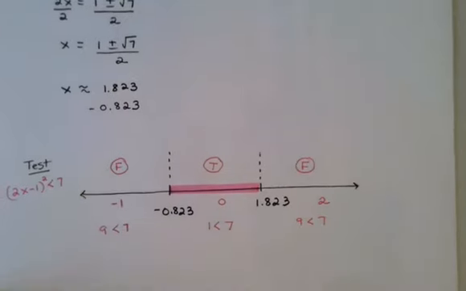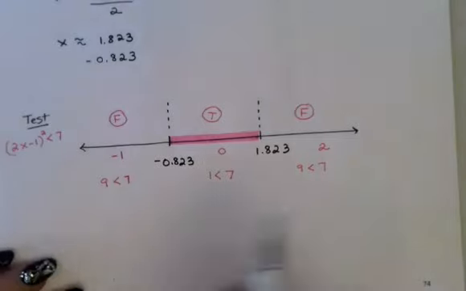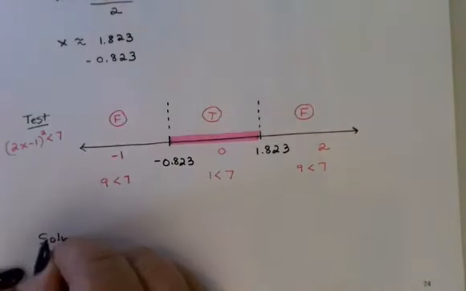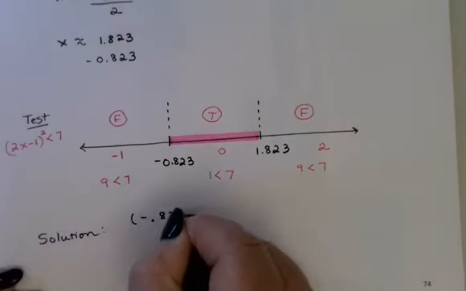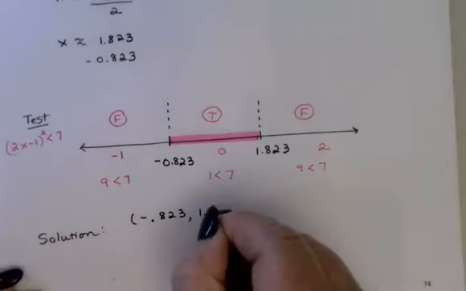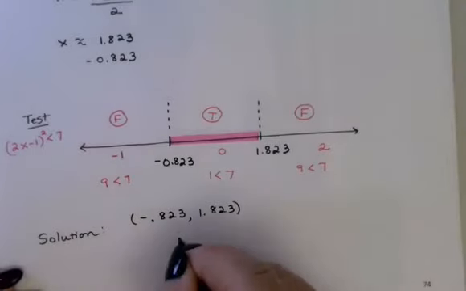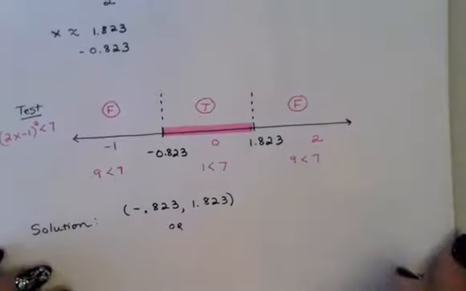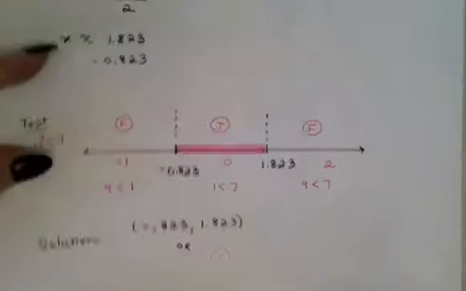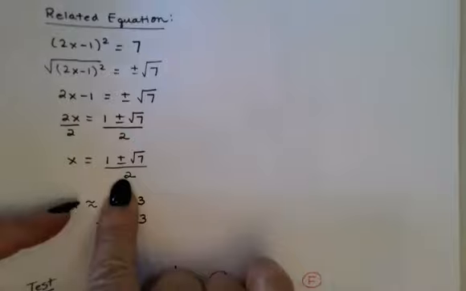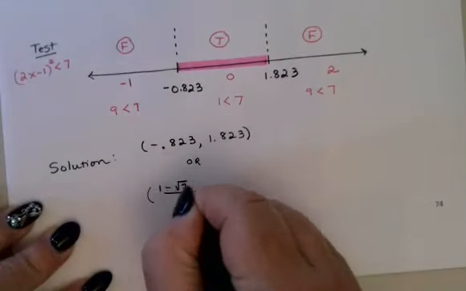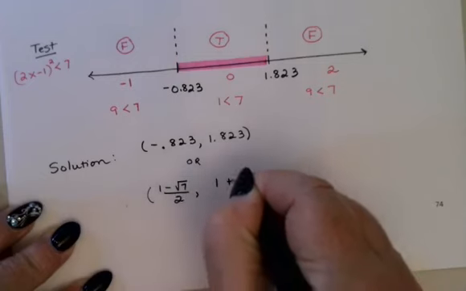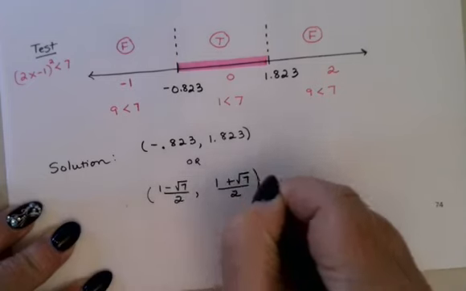And depending on whether I want an exact value or an approximation, I can either write negative 0.823 to 1.823. Or if I want to be exact, I can go back to my exact values here and say this would go from 1 minus the square root of 7 over 2 to 1 plus the square root of 7 over 2.